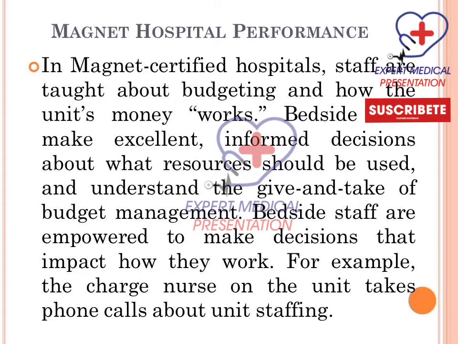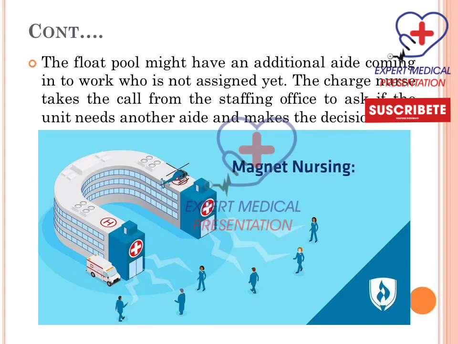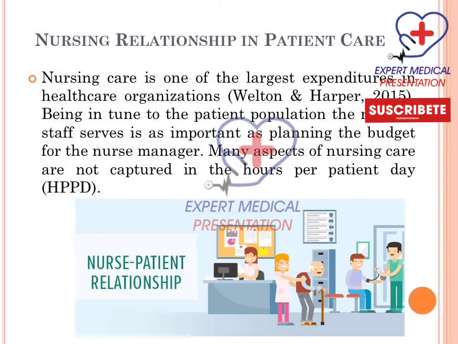For example, the charge nurse on the unit takes phone calls about unit staffing. The float pool might have an additional aide coming into work who is not assigned yet. The charge nurse takes the call from the staffing office, asks if the unit needs another aide, and makes the decision.